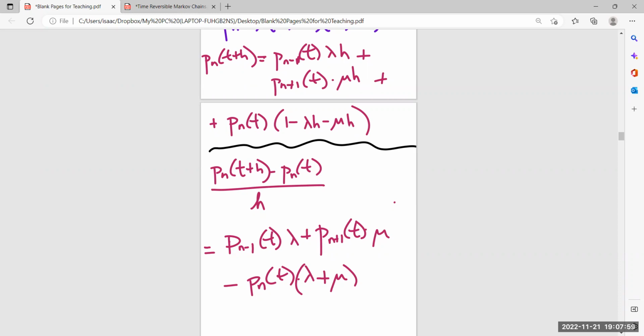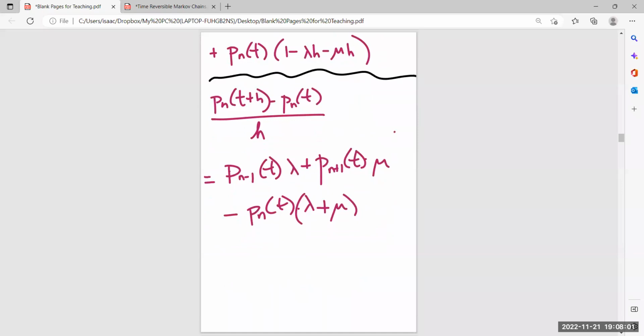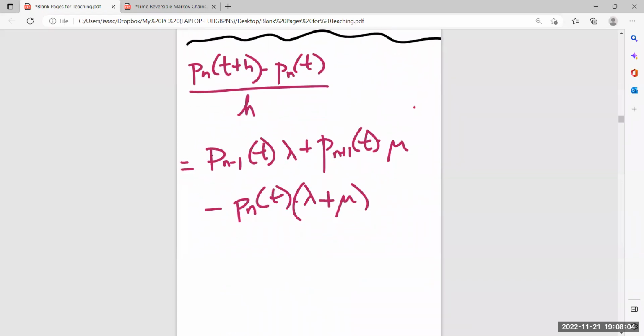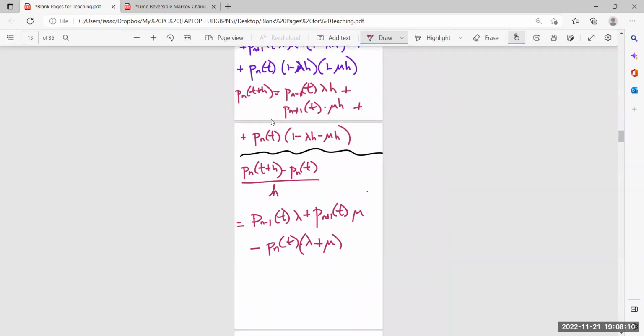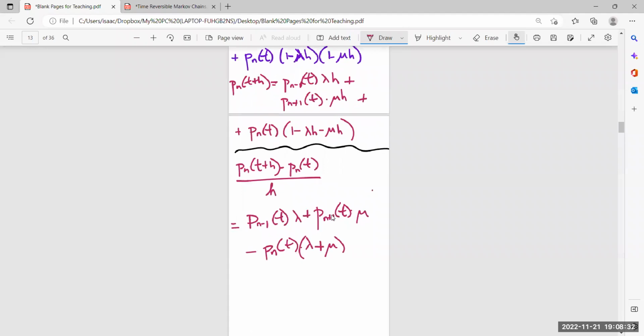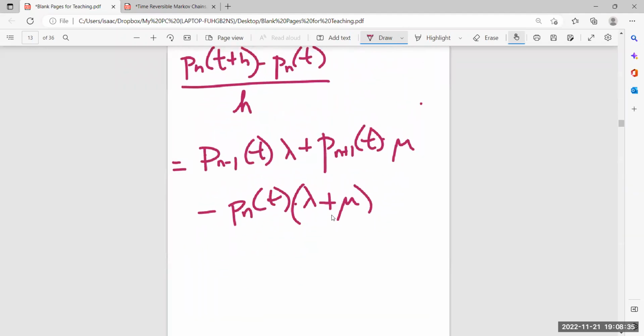Is this correct? All you have to do is send this term here, expand this out, and take this term Pn(t) on the left hand side. So this is where you get this, right? And then you divide across by h for the entire thing. That's how you end up with this equation here.